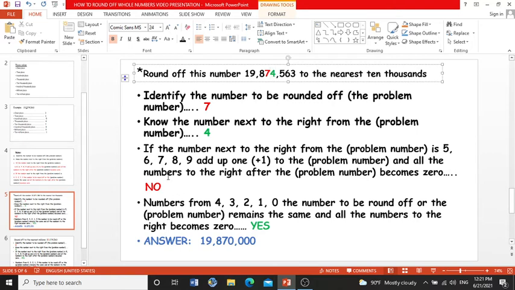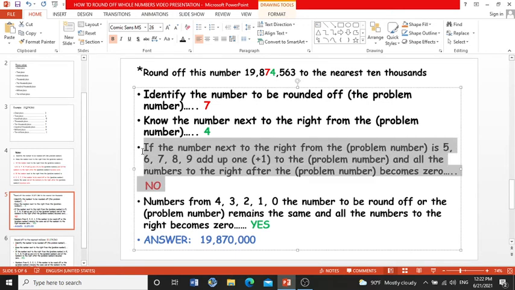So 4 comes from rule C, right? C or D? Nope. If we follow the rule that we read, rule C, the first rule: if the number next to the right from the problem number is 5, 6, 7, 8, 9, add up 1 to the problem number, and all the numbers to the right after the problem number become 0. So what's the number next to the right? It is 4. So we cannot use this rule. That's why I say, no, not this rule.